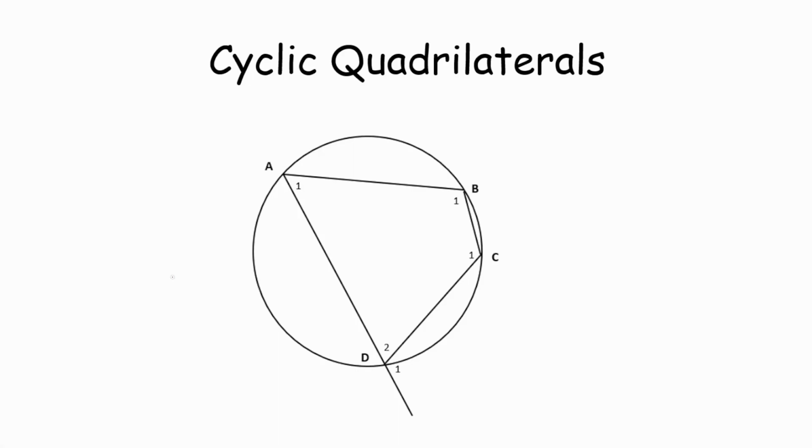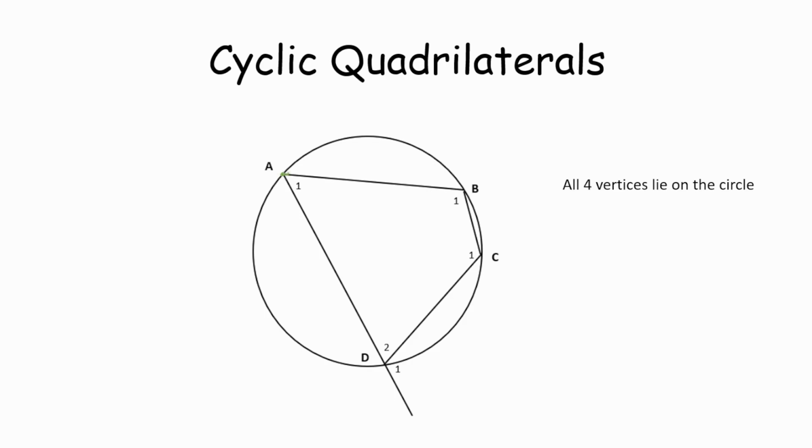Hi everyone. In today's video, we're going to be looking at cyclic quadrilaterals, or sometimes just called cyclic quads for short. But what is a cyclic quadrilateral? A cyclic quadrilateral is defined as a quadrilateral, a four-sided shape, where all four vertices lie on the circle.